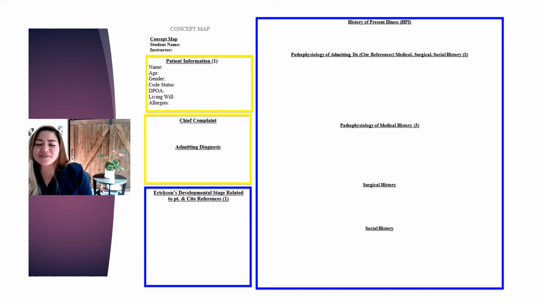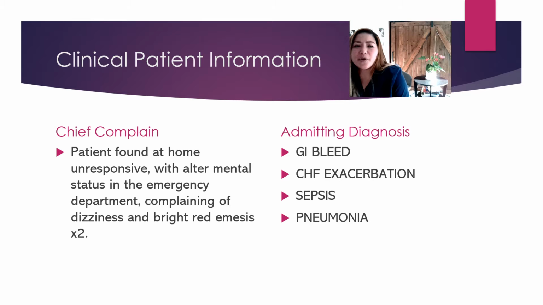So here is a screenshot of the first page of the concept map, and we're going to go over each item individually. So here we're going to talk about the chief complaint, and the chief complaint is what the patient came to the hospital with. We're going to talk about their signs and symptoms and what they're presenting in the ED with, for example. The admitting diagnoses is what the doctor says the patient has, which is the medical diagnoses.